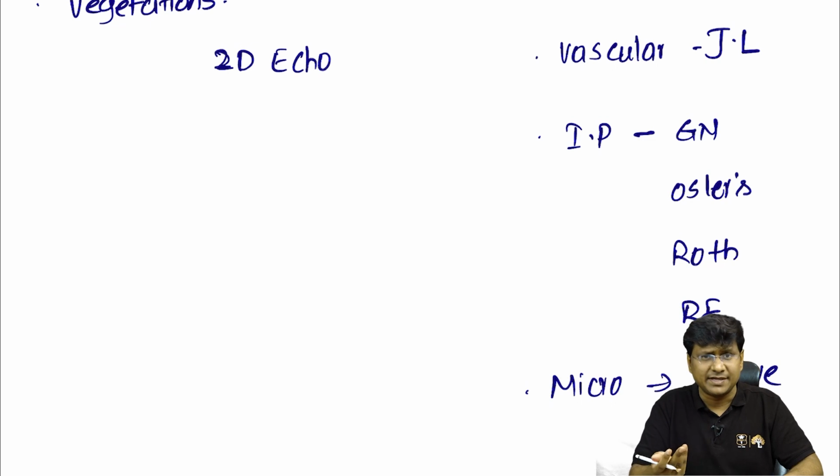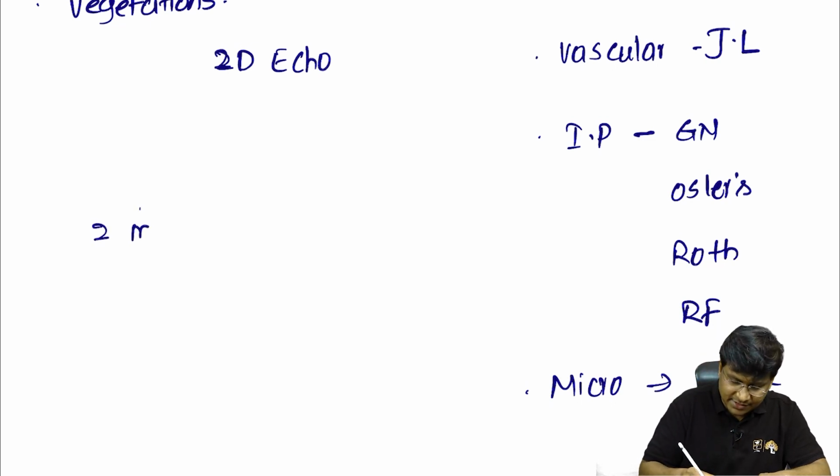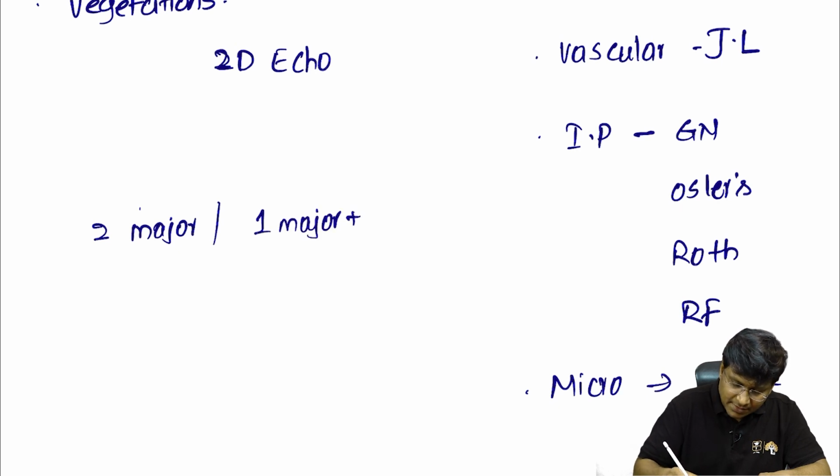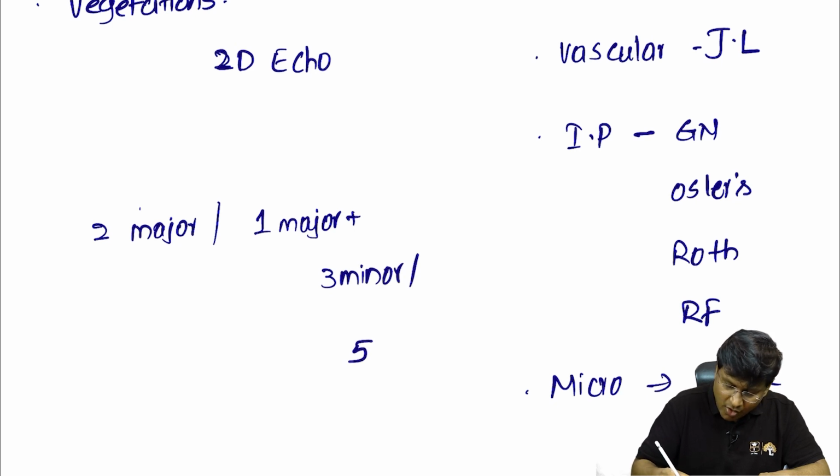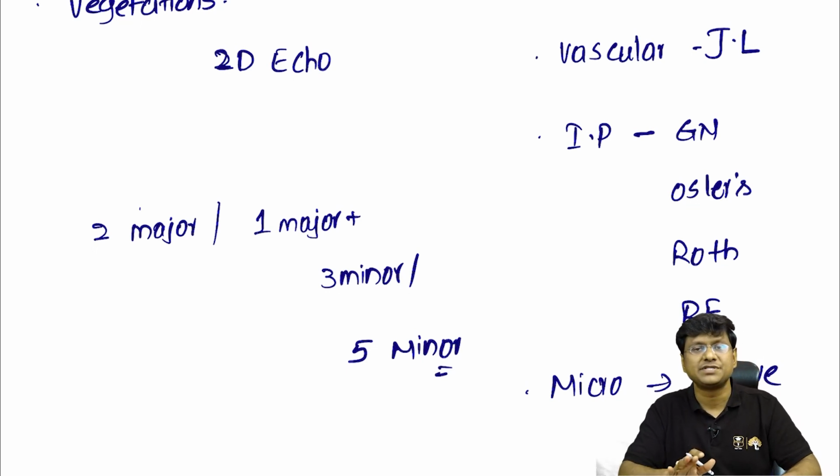Now what is the diagnostic criteria? The diagnostic criteria is the presence of 2 major criteria, or 1 major plus 3 minor criteria, right? Or the presence of all the 5 minor criteria. So these are the diagnostic criteria for infective endocarditis, right?